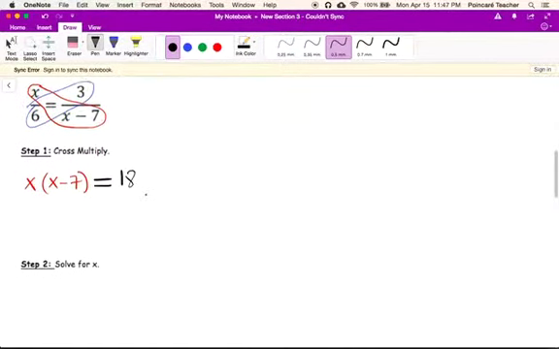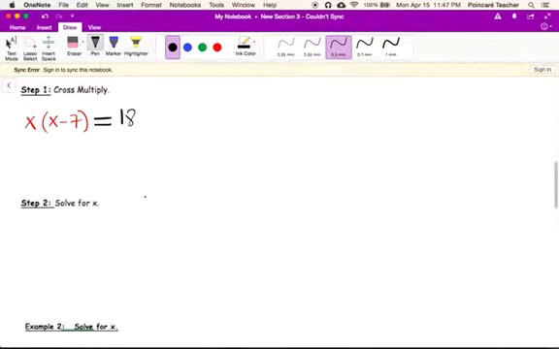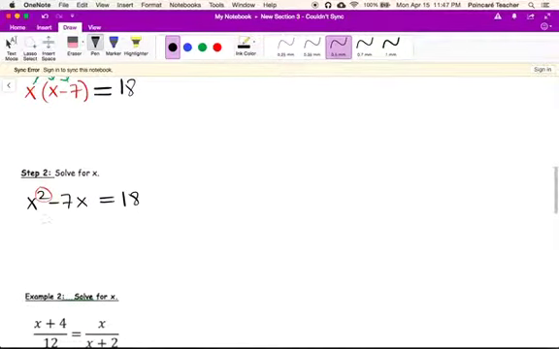Okay, so I cross multiplied, and now we want to solve for x. Solving for x requires us to multiply everything out if there's any multiplication. In this case we do. So x times x is x squared. X times negative 7 gives me negative 7x. And then I have equal to 18. The first thing I see here is an x squared. That's telling me that in step 2 I have a quadratic equation to solve.